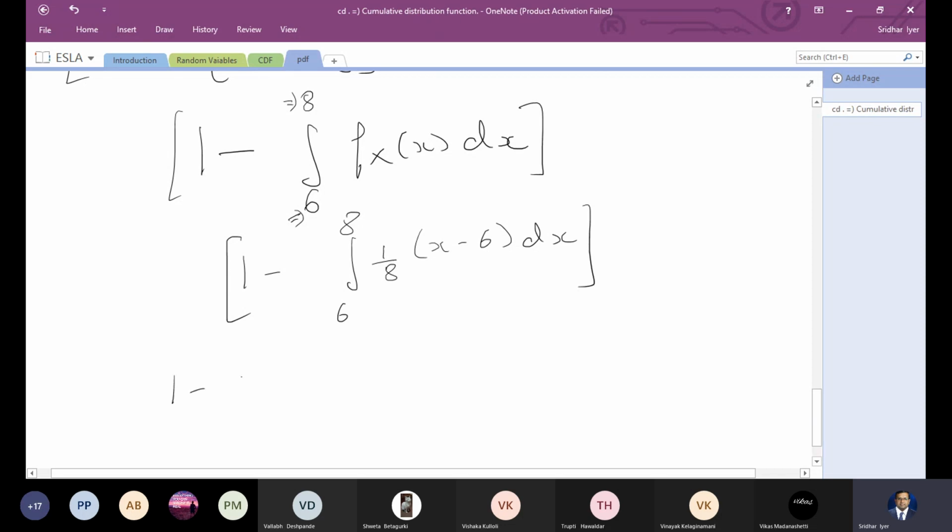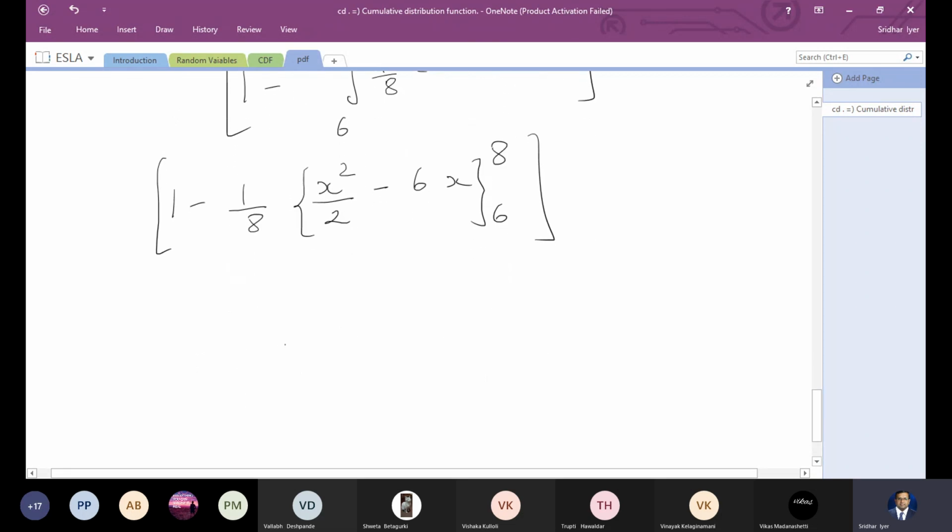So you'll have 1 minus, I'll take the 1 by 8 outside because it's a constant. Then you have x, so the integral will become x square by 2. You have negative 6, so it will become negative 6 into x, and the limits here will be from 6 to 8. So calculating this further, this will be 1 minus 1 by 8. First value will be 8 square by 2 minus 6 into 8 minus 6 square by 2.